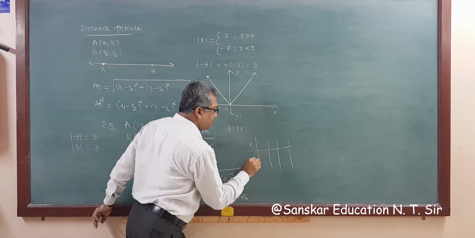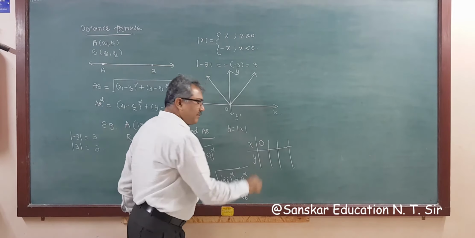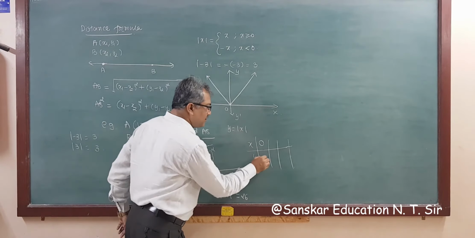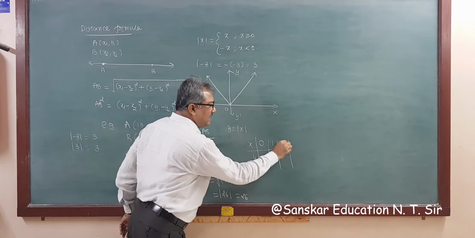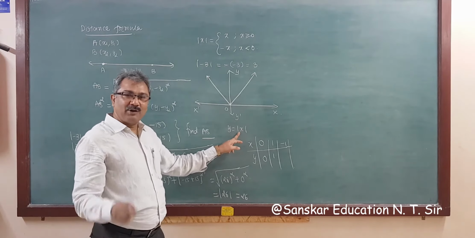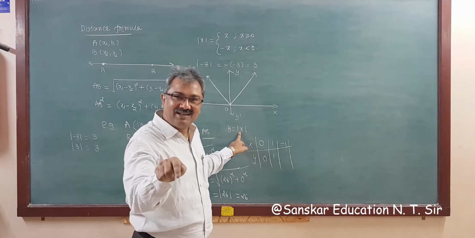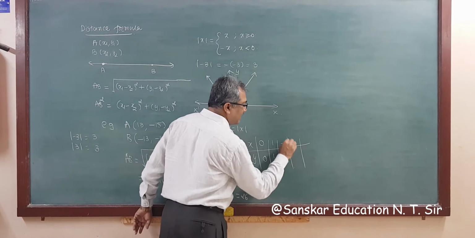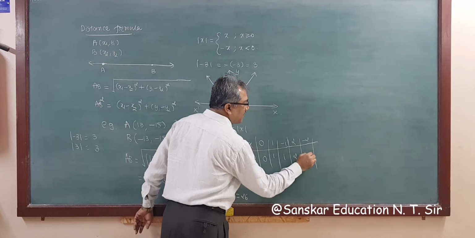If we take x, y. If we put x equal to 0, then modulus of 0 is 0, that is y is equal to 0. If we put 1, answer is 1. If we put minus 1, the modulus of minus 1 is always positive. Anything in modulus is always positive. So this is 1. Suppose we take another point 2, answer is 2. Minus 2, answer is plus 2.